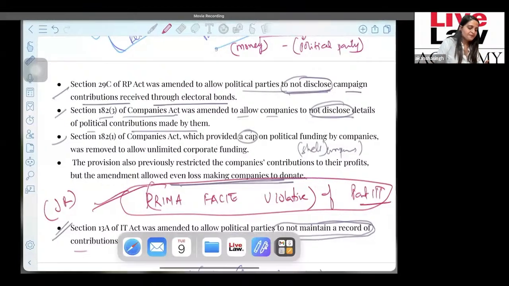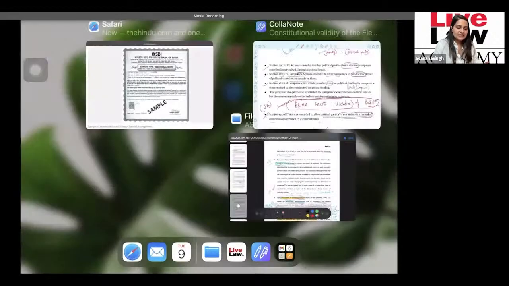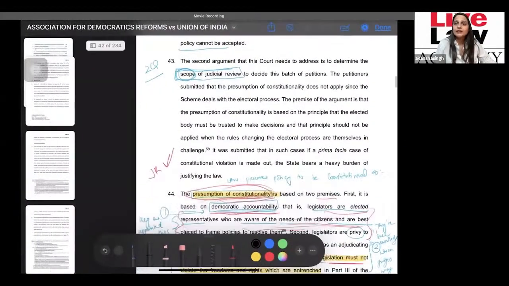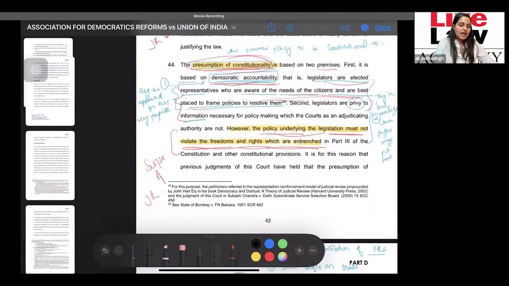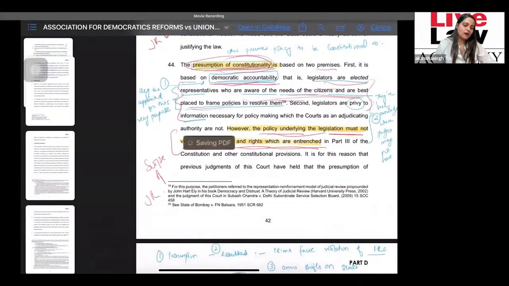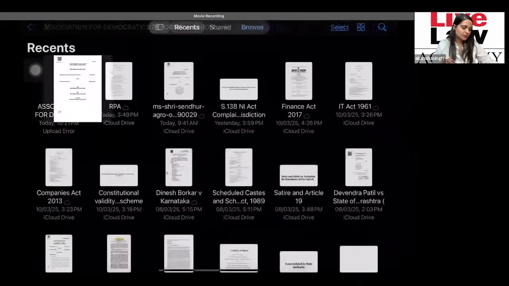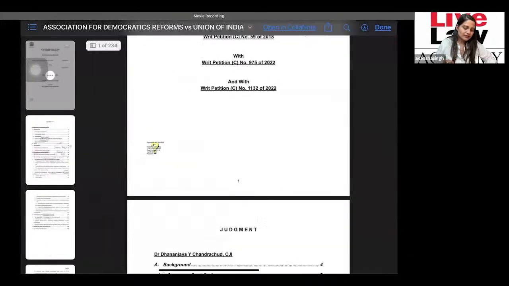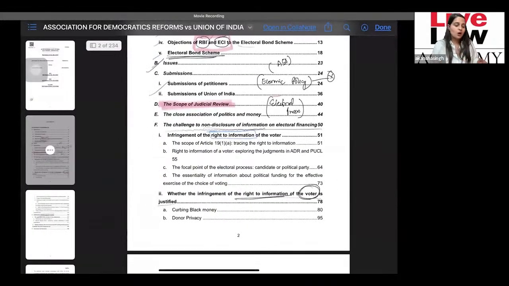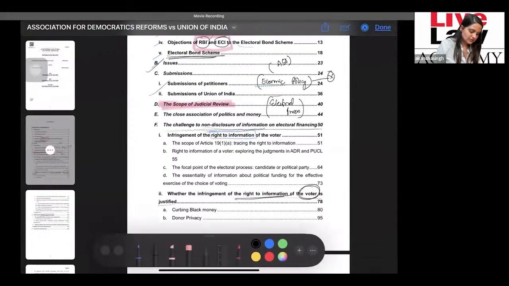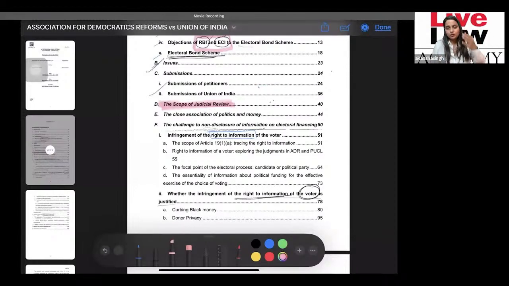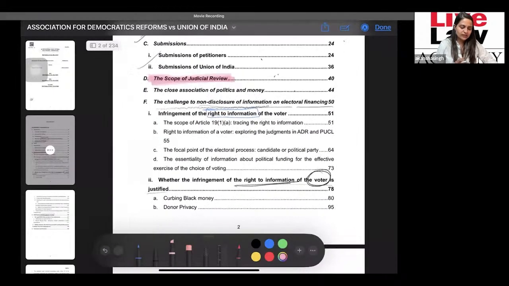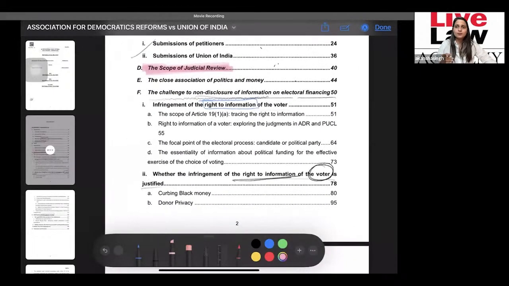So that is why the court here says that these primarily appear to be violative of Part 3 of the Indian Constitution, and therefore we have the power to do judicial review in this particular case. Okay, so that is the aspect of judicial review, how the court has tried to answer this question. Now moving to the next part, that is the reply that the court has tried to give for the right to information of a voter.